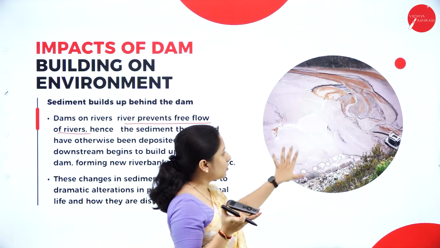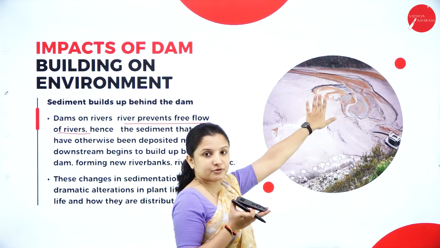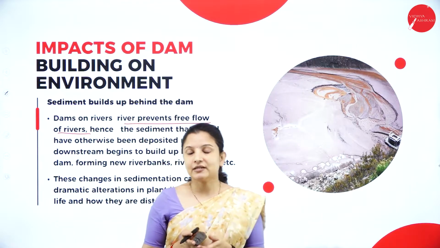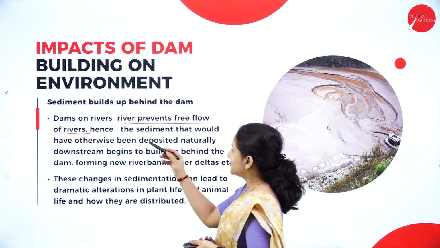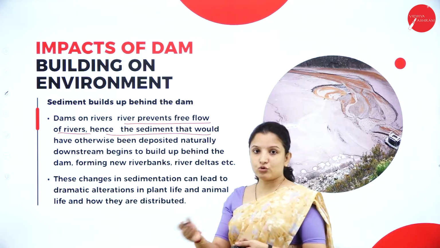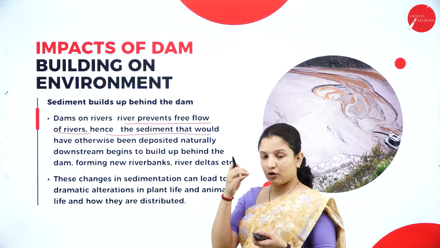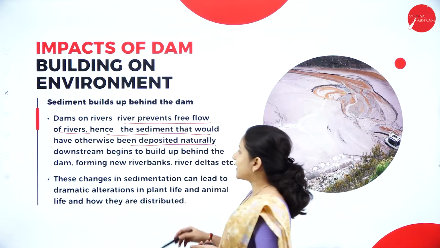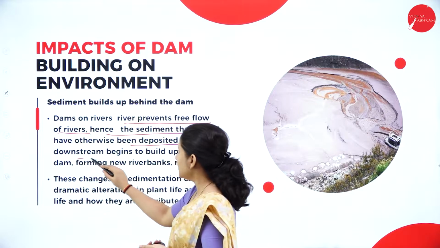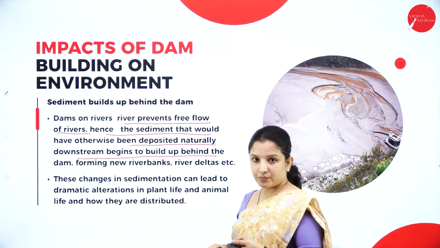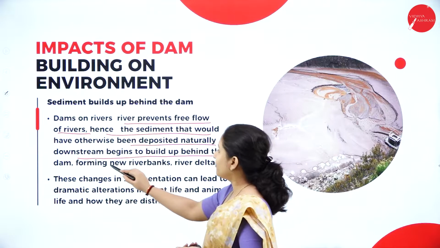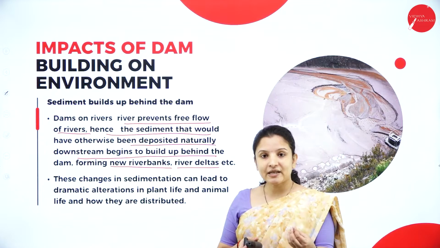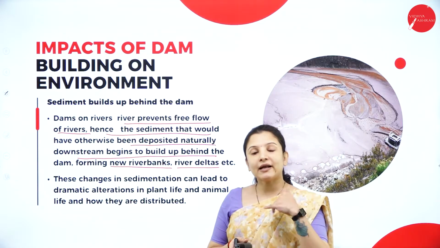Can you see here how this was supposed to be a river? It was supposed to be behind the dam. As you can see, the sediments have started to settle there. This sediment, which is not able to move further because of the loss of the free flow nature of the river, gets deposited naturally behind the region where the dam is built, forming new river banks, river delta, etc. Now the habitat of that particular river has been entirely changed.